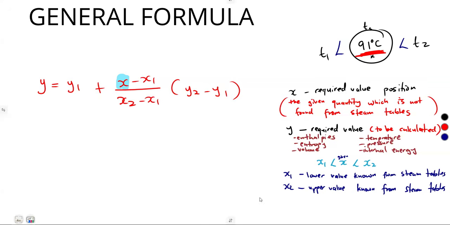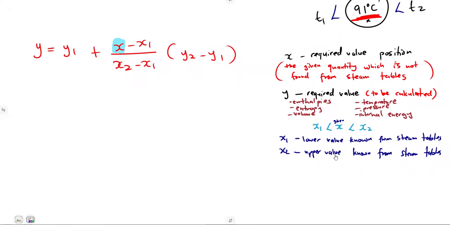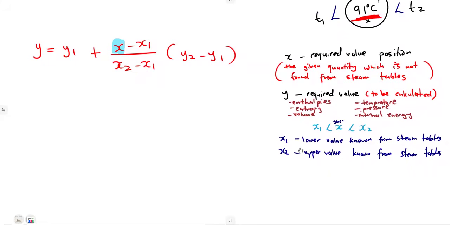That is what I'm trying to say. If it is pressure, you do the same thing for the pressure. You just look for the one that is in between. So those are the X1 and X2 values. The lower value is known from your steam table, and X2 is also known. So from this X1 and X2, you are going to find Y1 and Y2. Remember, Y is the required value to be calculated.